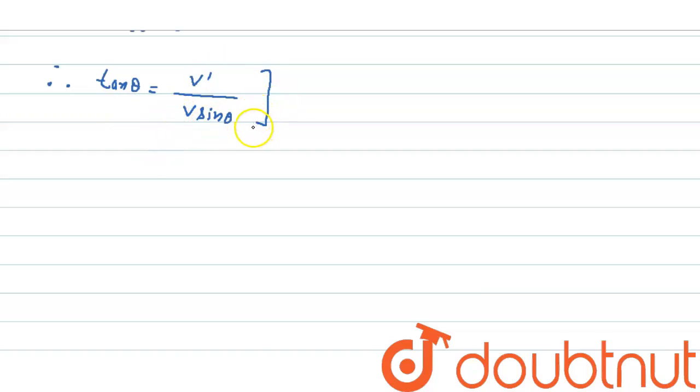Then tan theta will be v dash, and as we know v dash is e v cos theta, so e v cos theta by v sin theta. As we know cos theta by sin theta, e is equal to tan square theta.